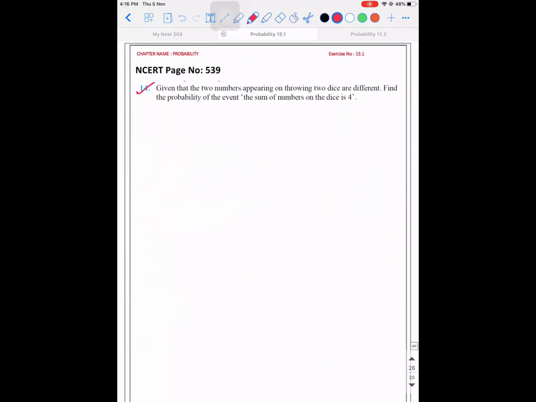Given that the two numbers appearing on throwing two dice are different, find the probability of the event that the sum of numbers on the dice is 4. So here it is probability of E given F only. Here they've given it in passive voice. So event E is: the sum of the numbers on the dice is 4. F is what? They have given something.